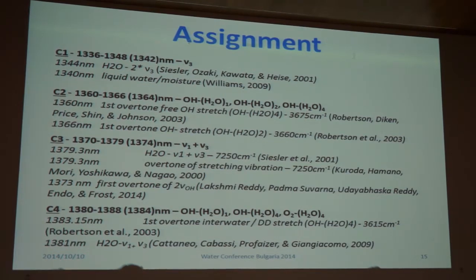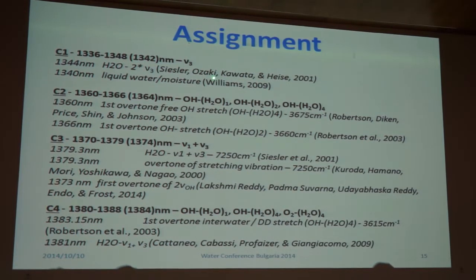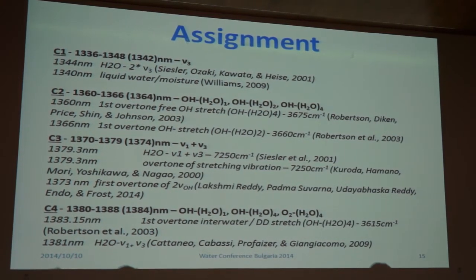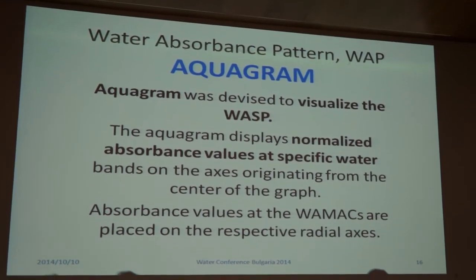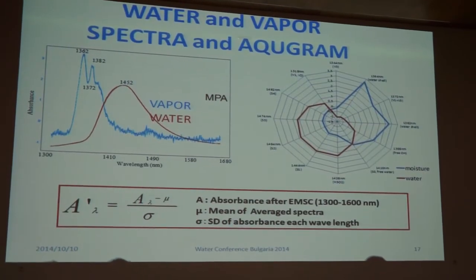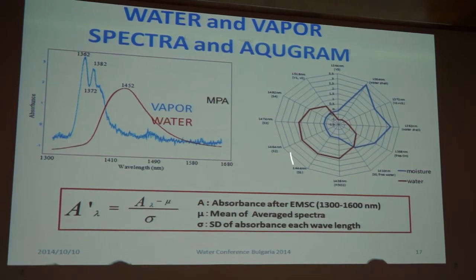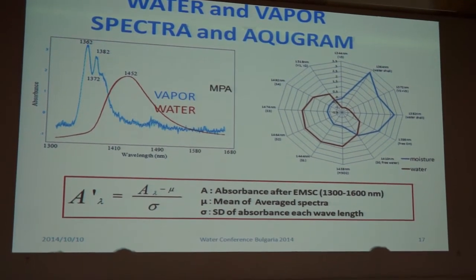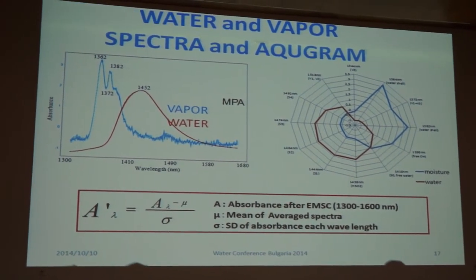So we first look at the bands with the high variation and then we try to identify those bands, and we find agreement with already identified bands in the infrared region, calculate the first overtone, and this is what we get. I showed just 4 to explain to you. Aquagram is a graph. Just to see the difference in the spectral pattern.